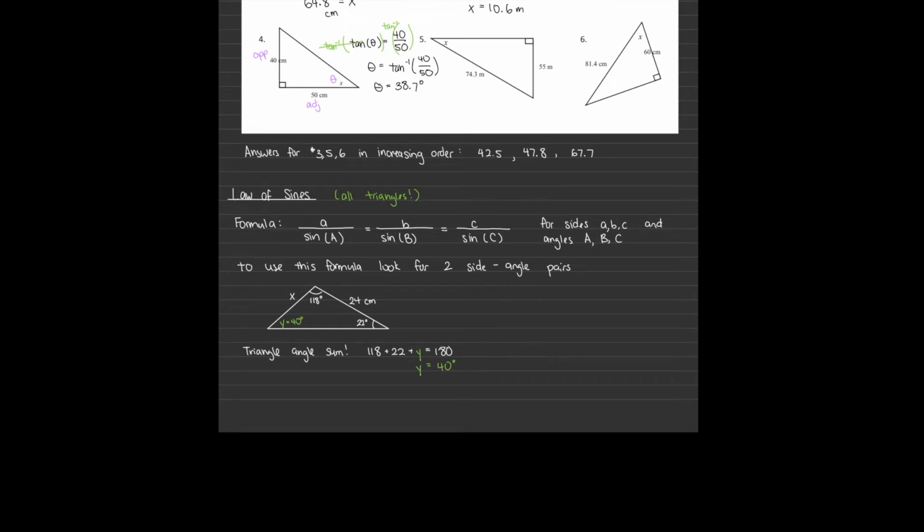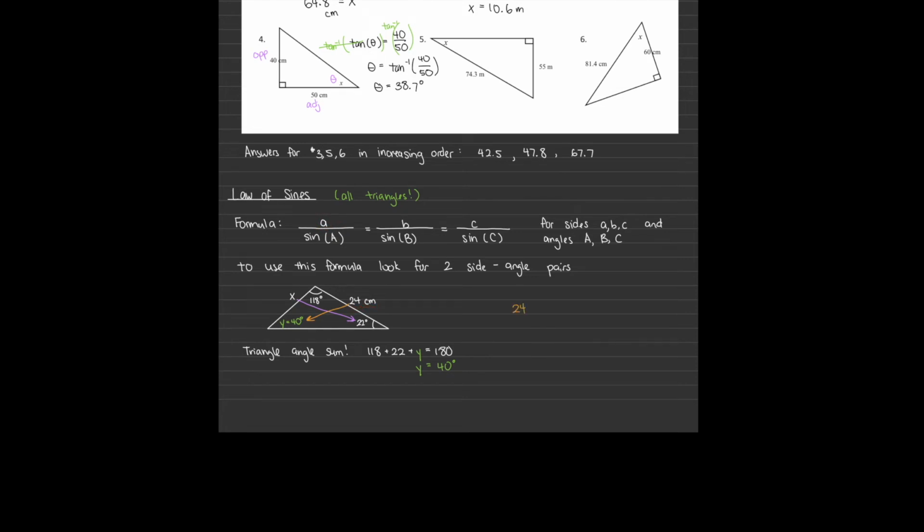Cool. All right. In that case, here are my two side angle pairs. I've got my side x with my angle 22, and I also have my side 24 with its opposite angle 40. And I'm going to set up my law of sines using these two side angle pairs. So in the numerator of this formula is my side. So I'm going to start with the 24.